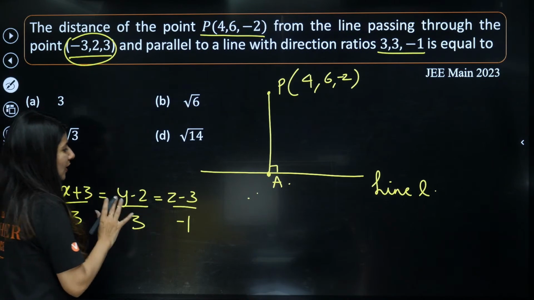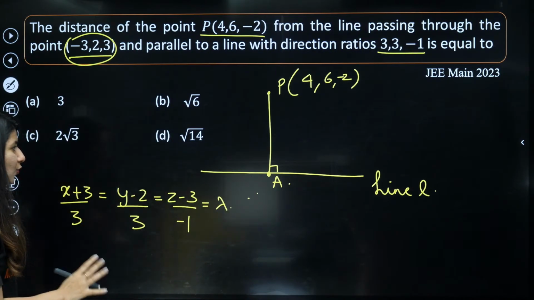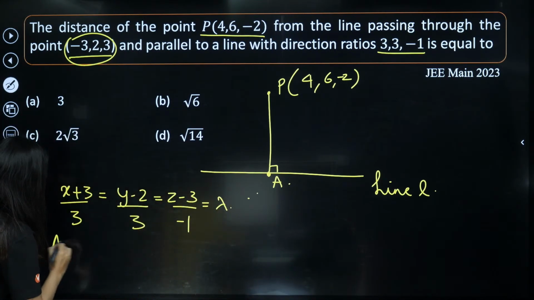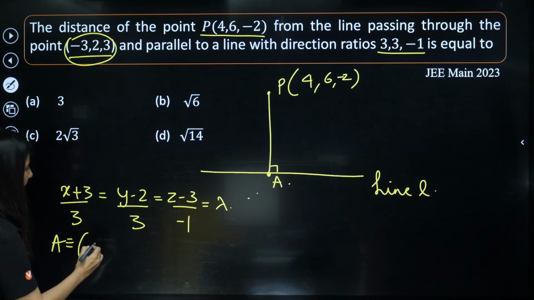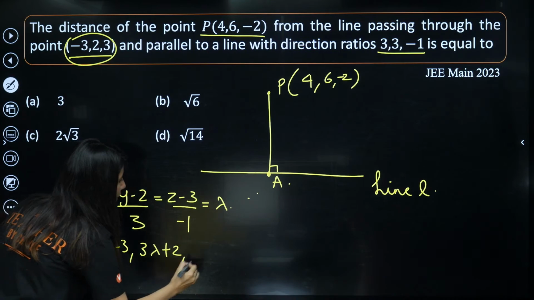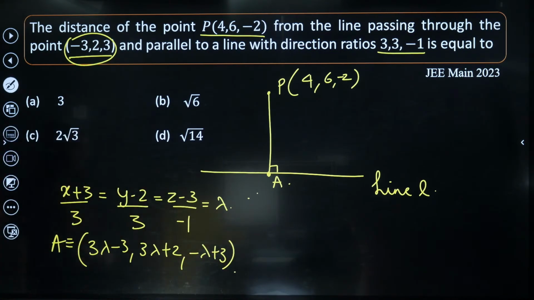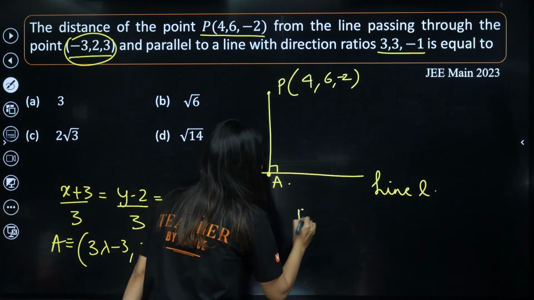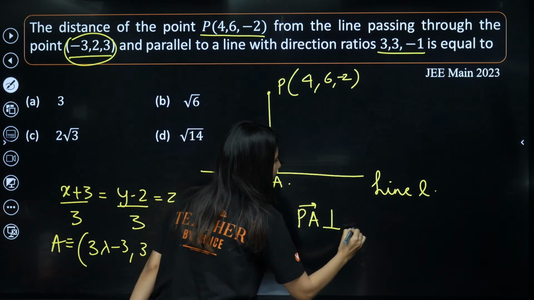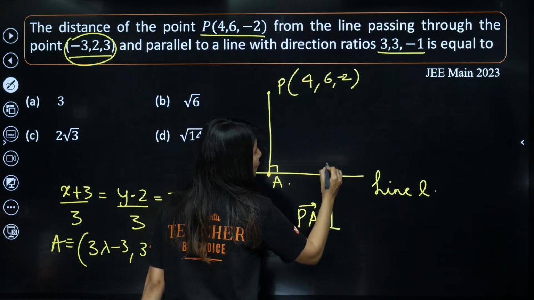So basically what I'll be doing is assuming the coordinates of point A. How to do that? So we have a line equated to lambda. So coordinates of point A let us assume as 3 lambda minus 3, 3 lambda plus 2, minus lambda plus 3. These are the coordinates of A, right? Now if I form the PA vector, PA vector is perpendicular to line L, and this line L has direction ratio what?